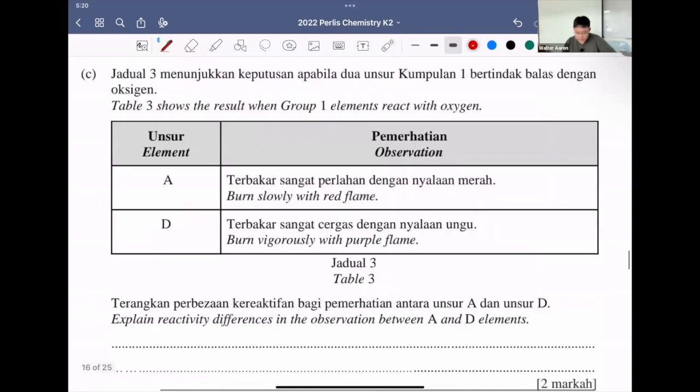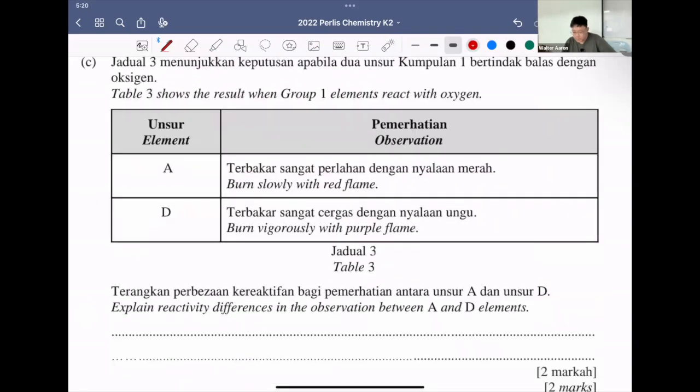C: Table 3 shows the result when group 1 elements react with oxygen. One burns slowly with a red flame, and the other burns vigorously with a purple flame. The red flame here indicates the presence of lithium, and the purple or lilac flame refers to potassium. Explain the reactivity difference in observation between elements A and D. I think you can explain in terms of the position of the element, so based on atomic size.